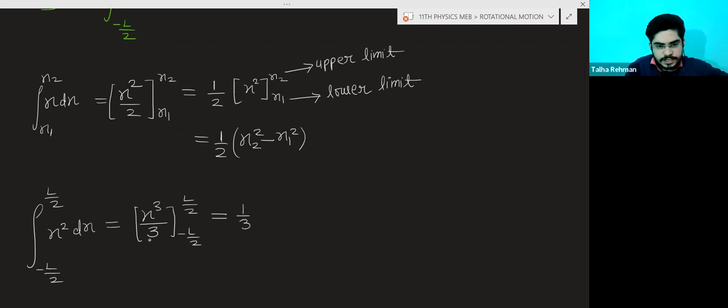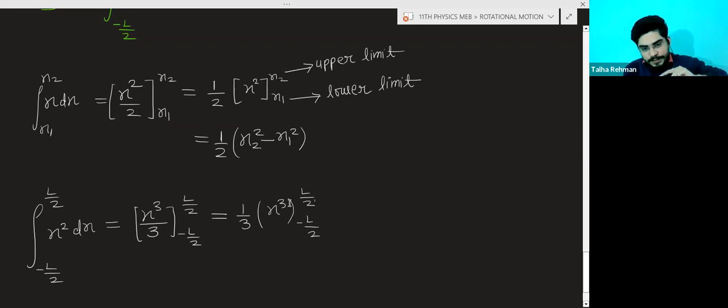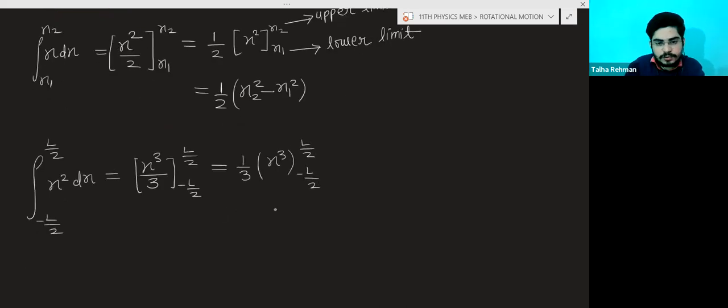So you can write 1 by 3. Now you can apply the limits. This is x cube and you can apply the limits minus L by 2 to L by 2. What is the meaning of applying the limit? It means you are putting first L by 2 in x, and after that you are subtracting and putting minus L by 2 in x cube.